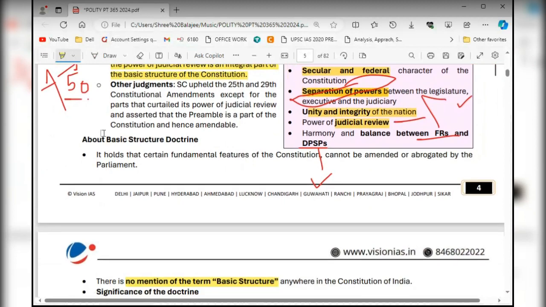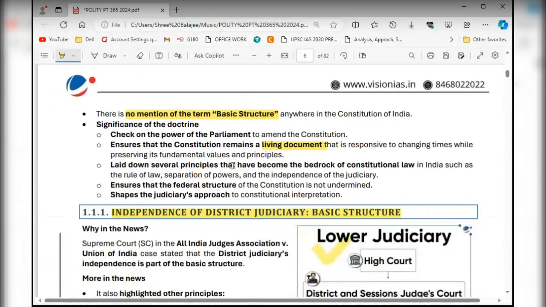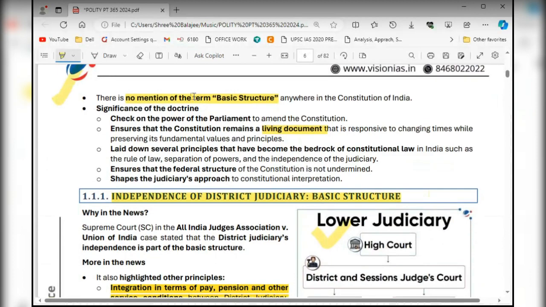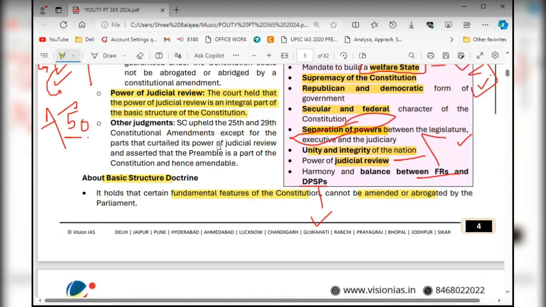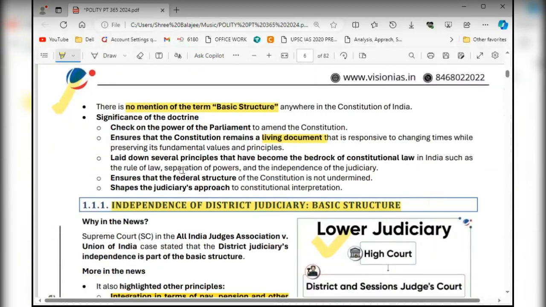Now, basic structure doctrine. We have already discussed that fundamental features of the constitution cannot be amended or abrogated. And there is no mention of the term basic structure in the Constitution of India. This is important, because in prelims there can be a statement that basic structure is a term mentioned in the constitution. You should know that it is not mentioned, just remember. And for your convenience, I have already highlighted some of the keywords so that you can revise them in less time.